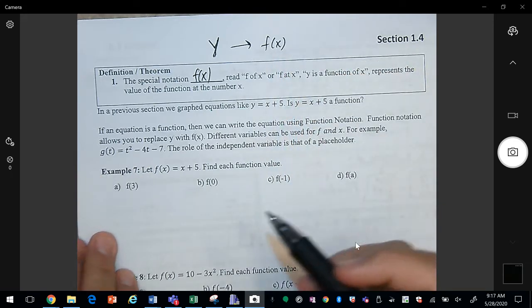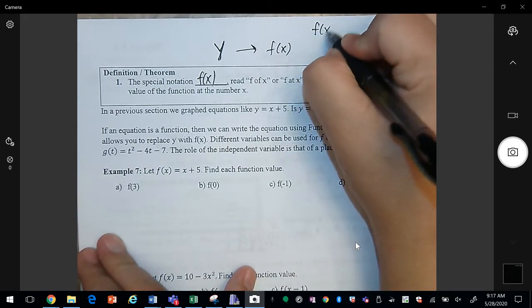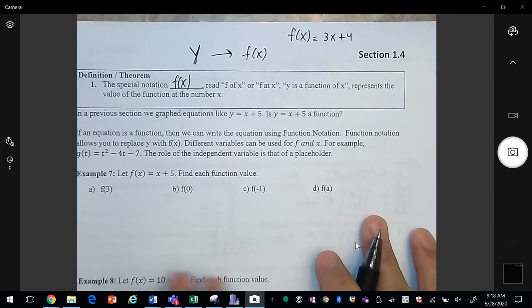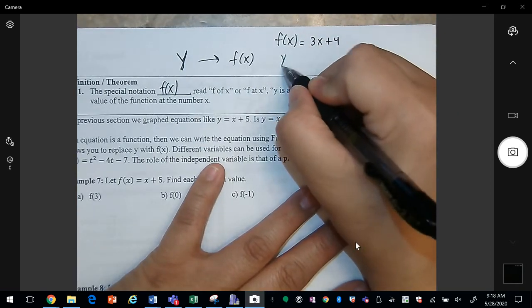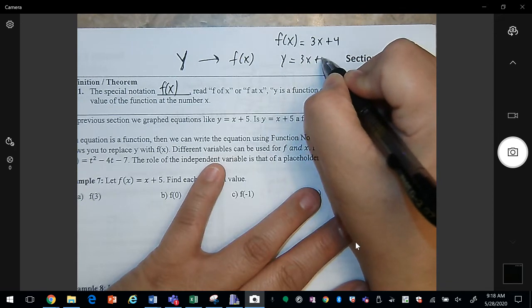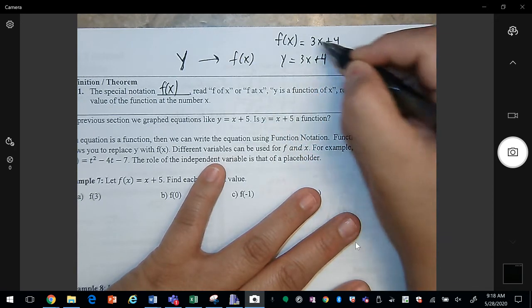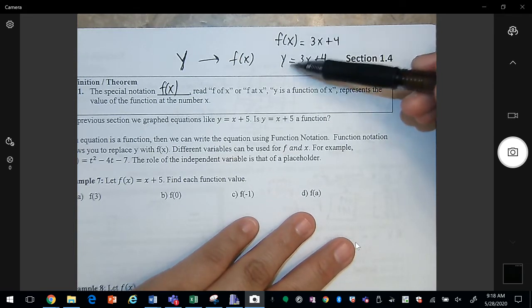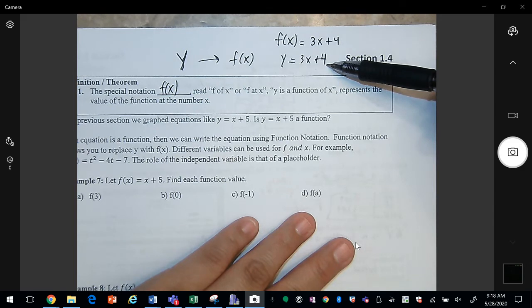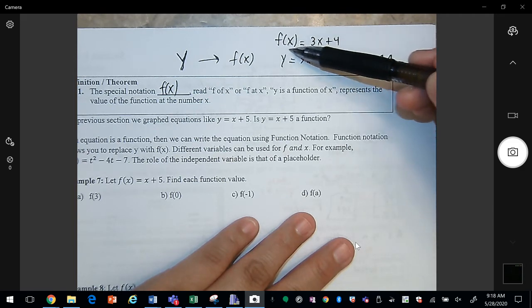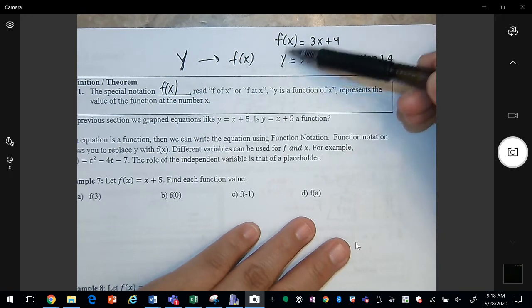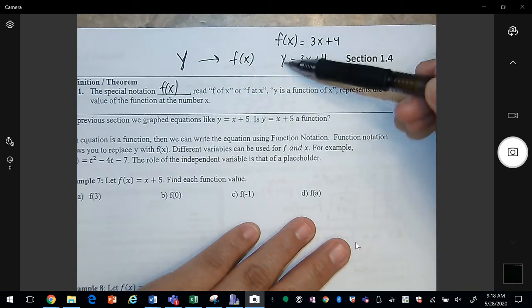So for example, if you have f of x is equal to 3x plus 4, then this equation, y equals 3x plus 4, is actually the same thing. f of x is just y. The only reason is the notation. The second one, y equals 3x plus 4, this is just an equation. But here we're saying that it's the function that we're looking at. So it's the same thing, it's just a nickname for y.